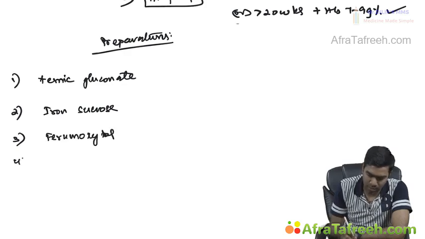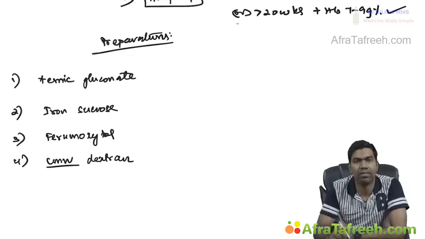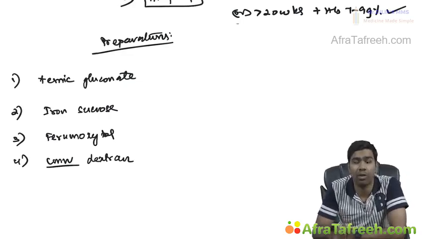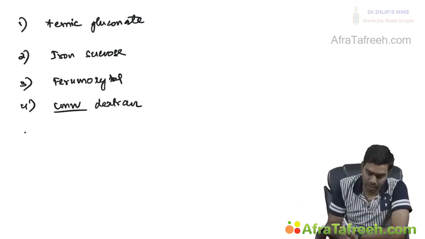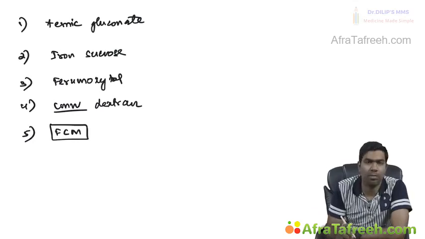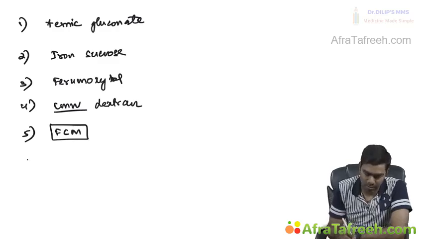Number 4, you have low molecular weight dextran. Remember, currently what we have is only low molecular weight dextran. We do not have high molecular weight dextran right now. It is banned from the market. Then you have FCM, that is ferric carboxymaltose. Then you have iron isomaltoside.